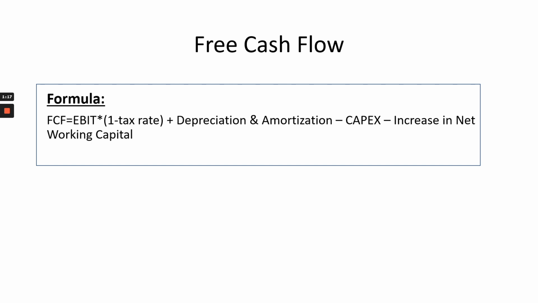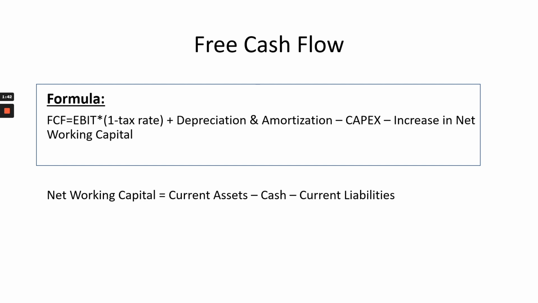What is exactly the free cash flow? It's basically the earnings before interest and tax, to which we deduct our tax rate. Then we add our depreciation and amortization. And then we deduct any capital expenses or investments. Then we deduct the increase in net working capital. What is the net working capital? It's basically current assets minus cash minus current liabilities.